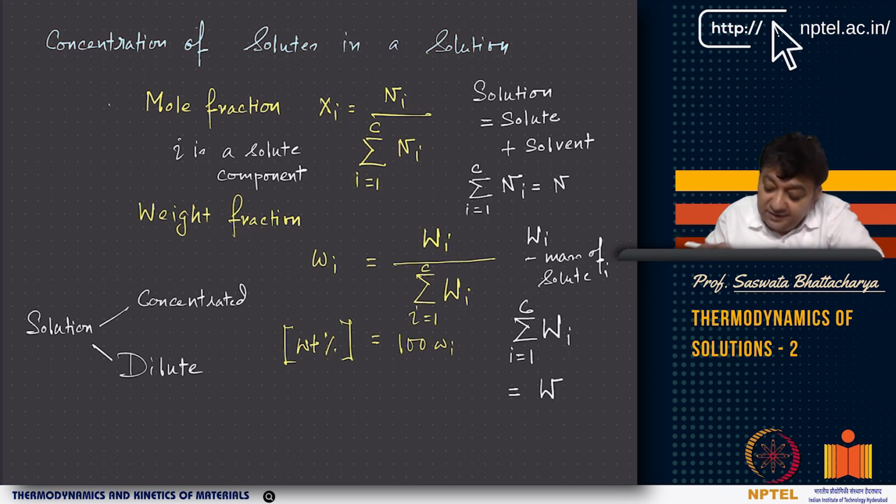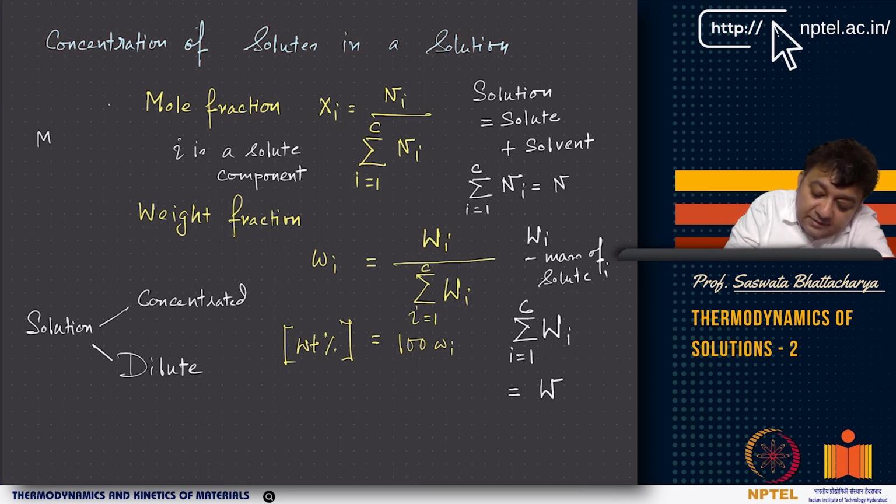Now many a time weight fraction is given as weight percent, and even mole fraction is given as mole percent. So if you have mole fraction Xi, then mole percent is nothing but 100 Xi, right?